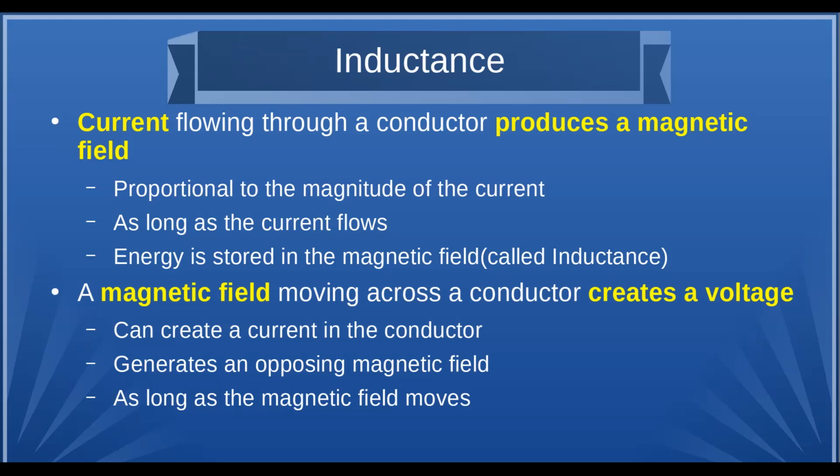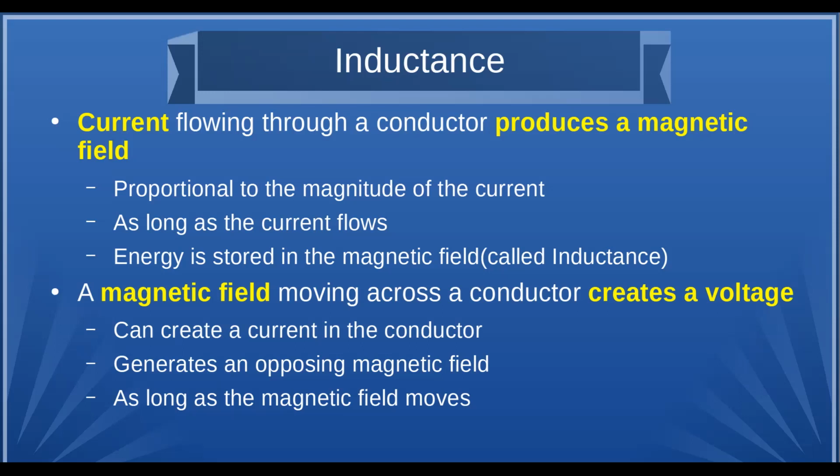Now, also, the current that's going through that conductor is also creating its own magnetic field that's opposing the magnetic field that's causing the current. That's why DC motors are proportional to voltage. Yes, that's why our motors work. And all this is true as long as the magnetic field is moving.